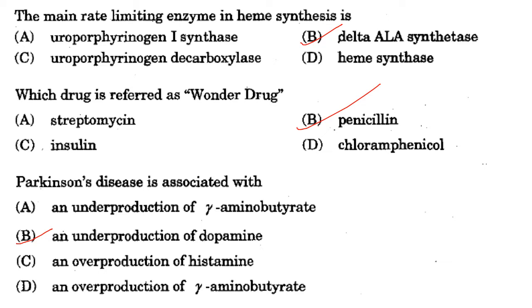Then which drug is referred to as wonder drug? It is penicillin. This is also a repeated question. Parkinson's disease is associated with underproduction of dopamine. This has also been a repeated question. I think it was repeated last year. If you see that video, then you will get an explanation for this.